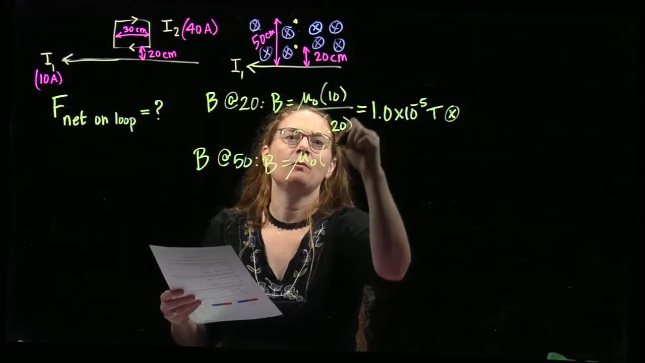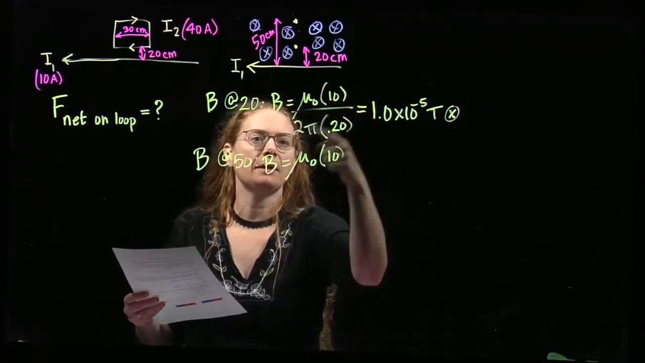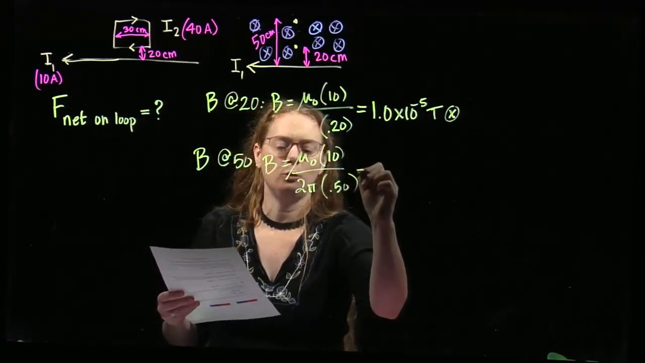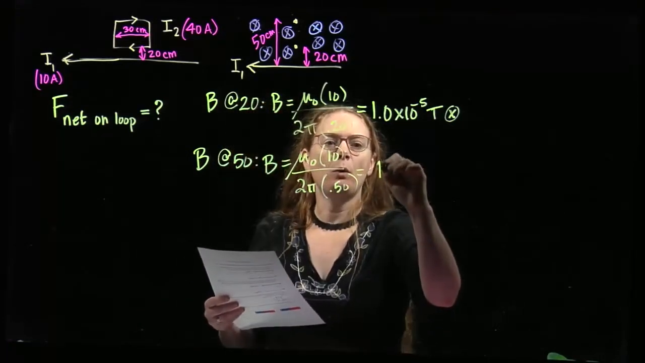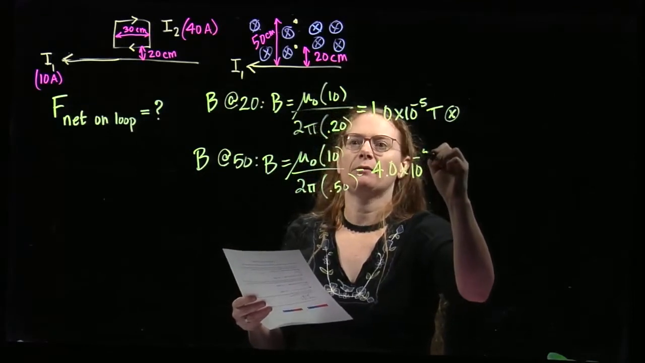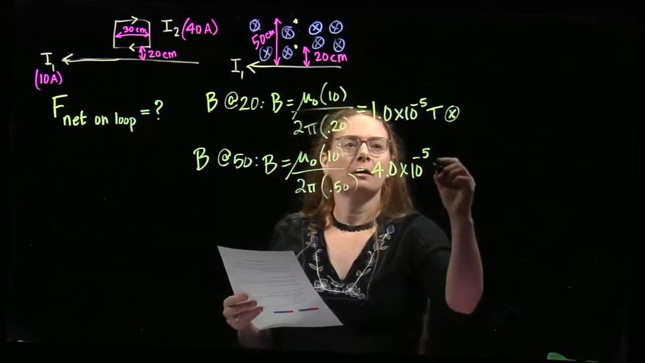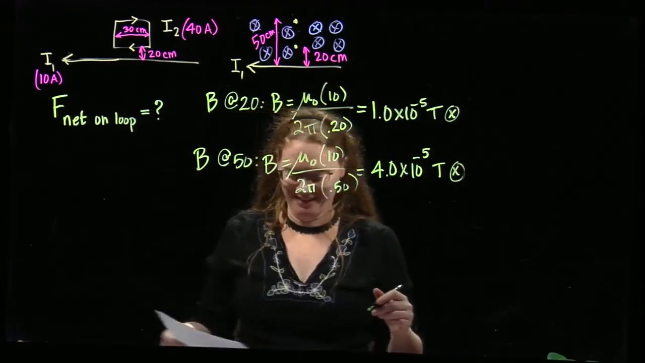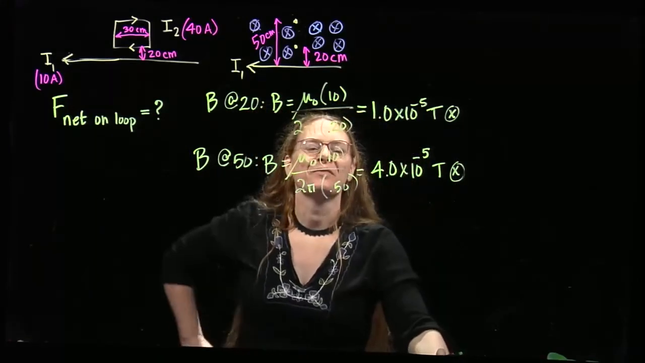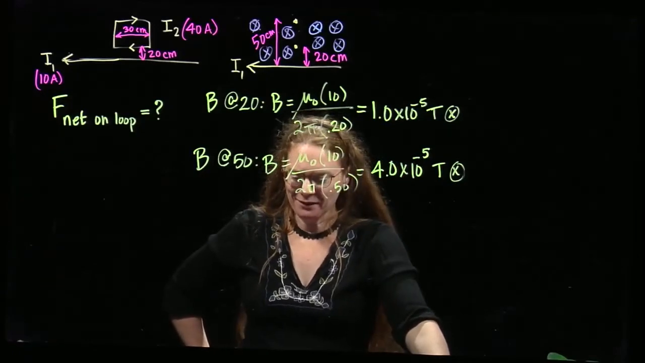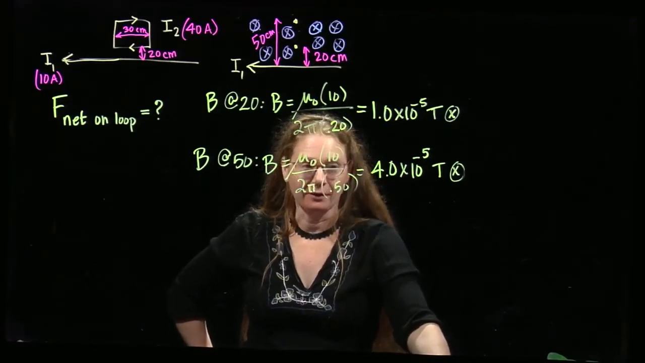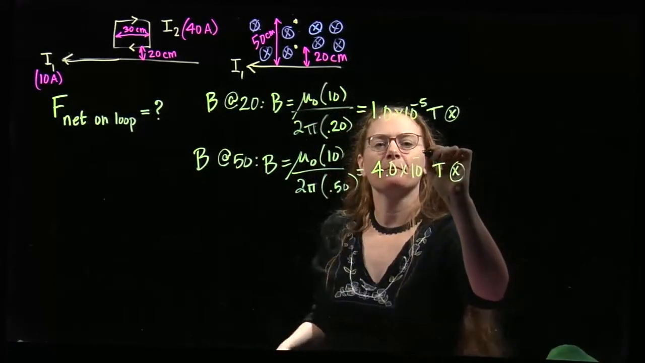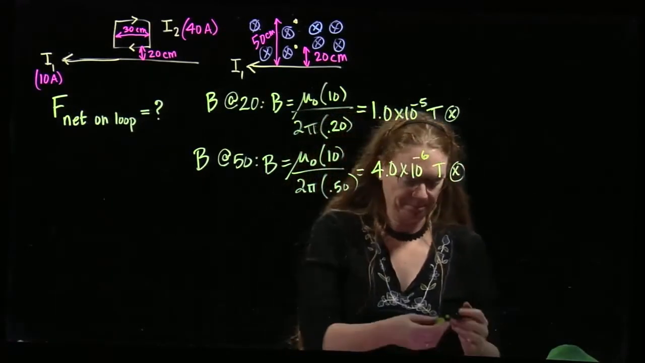And the magnetic field at 50 centimeters, same thing. It's the same wire causing the field, so it's still the 10 amps, but now I am 50 centimeters away, 0.50. And this will be 4 times 10 to the minus 5. I don't like that number. Okay, I think there's an error here. 10 to the minus 6. That makes me happier. Okay. 4 times 10 to the minus 6.